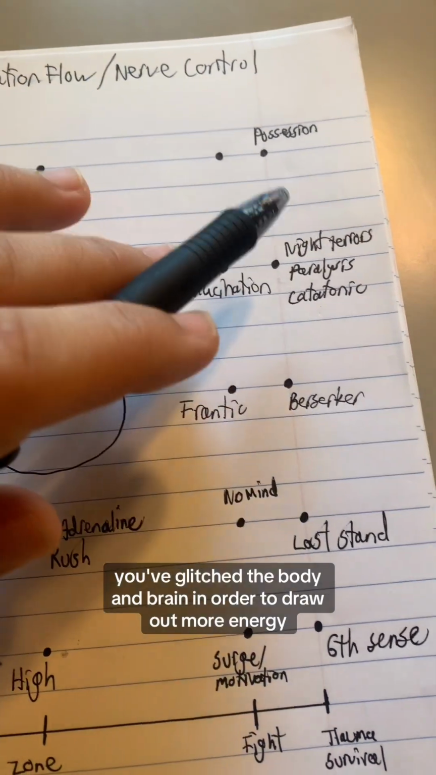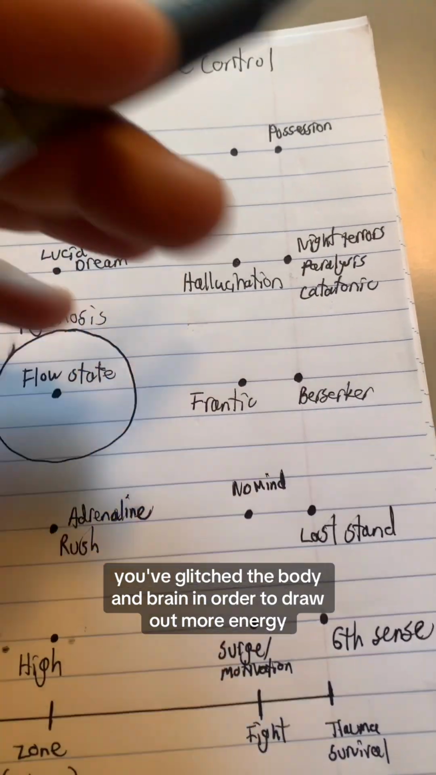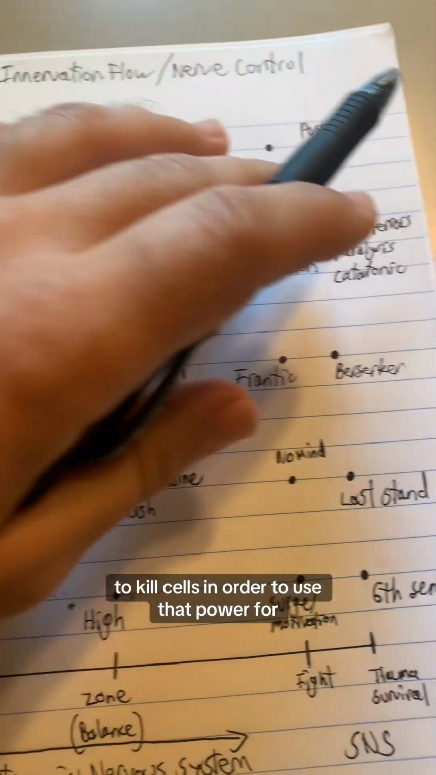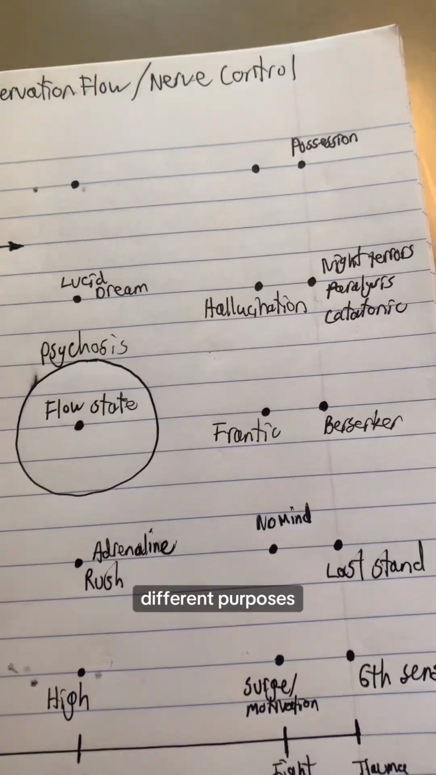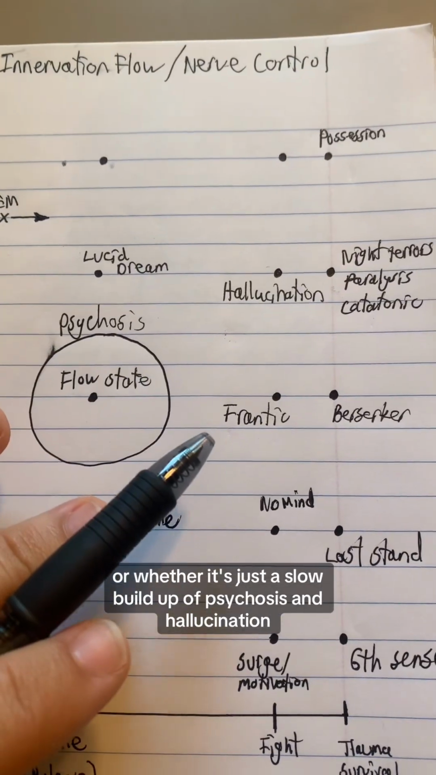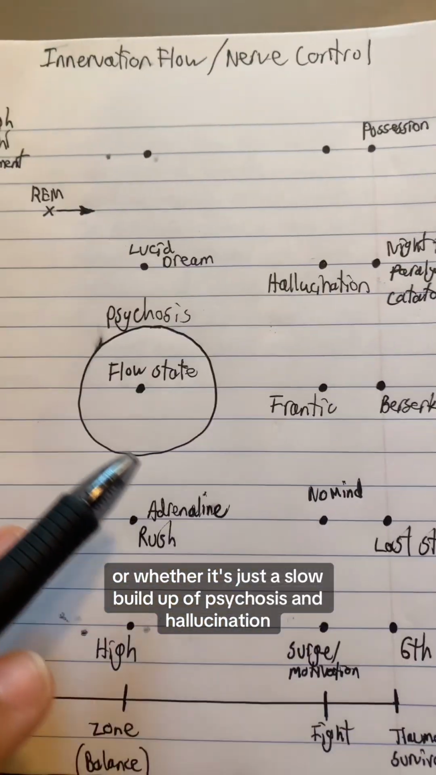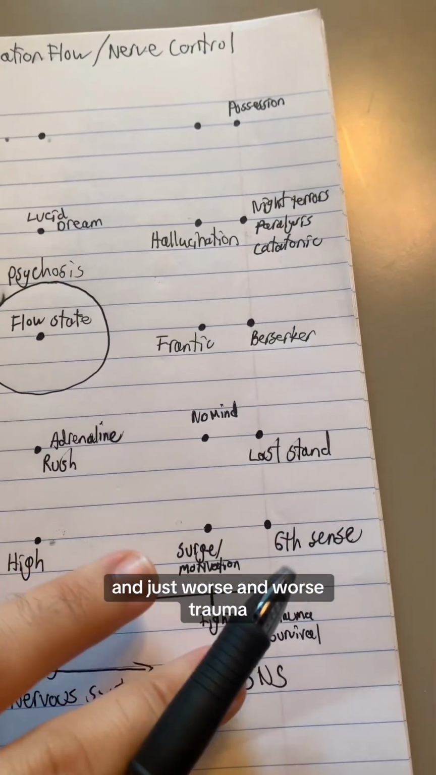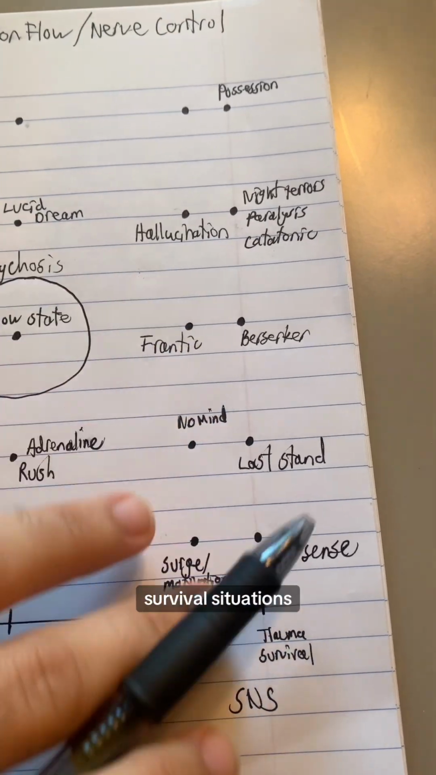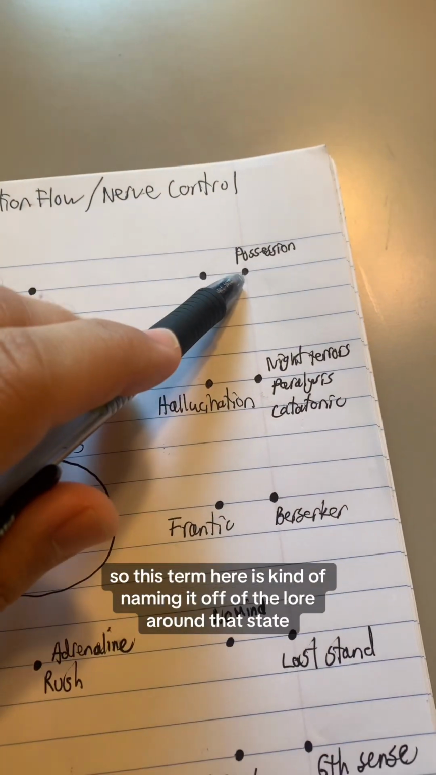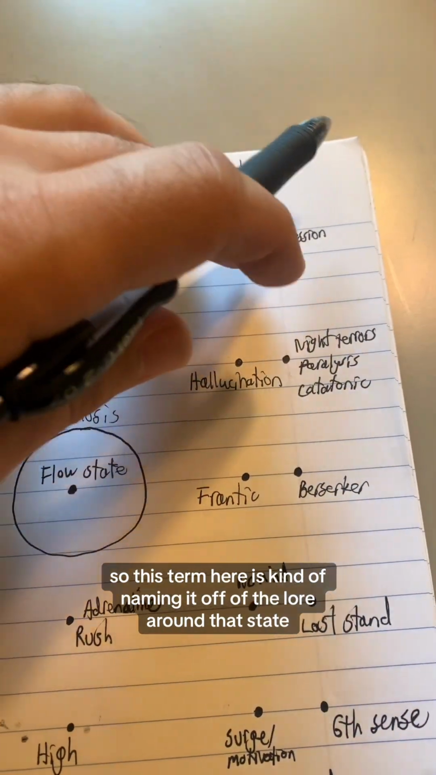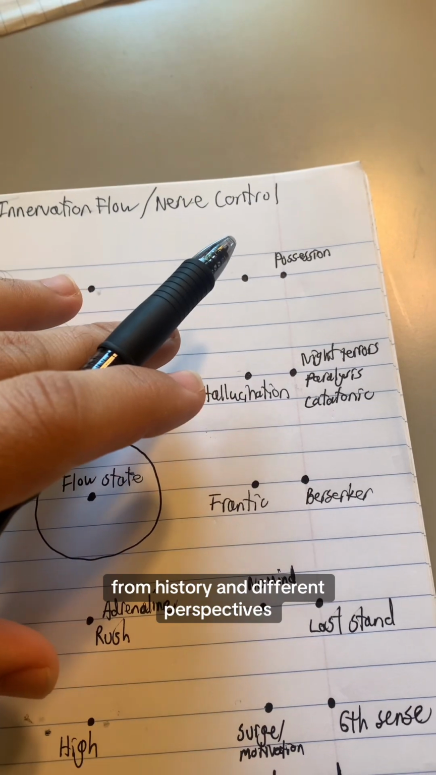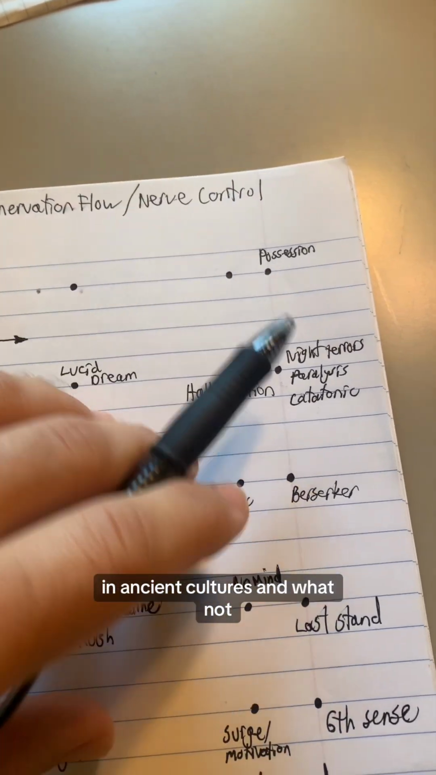You've glitched the body and brain in order to draw out more energy, to kill cells in order to use that power for different purposes. Again, whether it's intentional or whether it's just a slow buildup of psychosis and hallucination and night terrors and just worse and worse trauma survival situations. So this term here is kind of naming it off of the lore around that state from history and different perspectives in ancient cultures and whatnot.